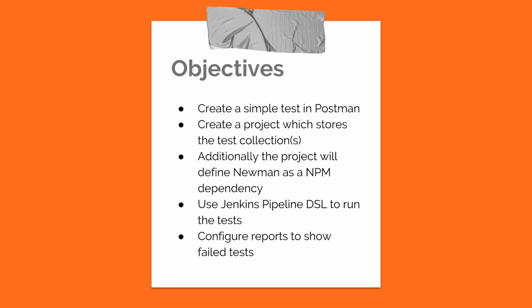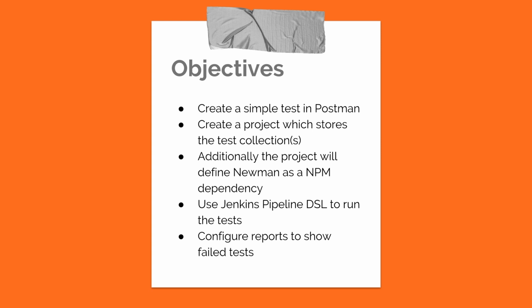First, as I already said, we're going to write a simple test in Postman, and then we're going to take this test and create a project which will store test collections, in this case only one collection. Additionally, we'll be using Newman to run this test. Newman is a Node.js application, so we'll define it as an npm dependency, and our project will have a dependency on Newman.